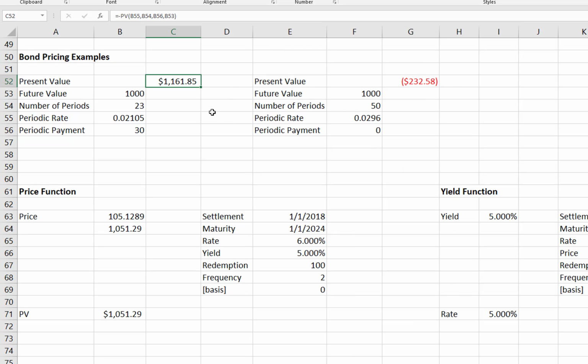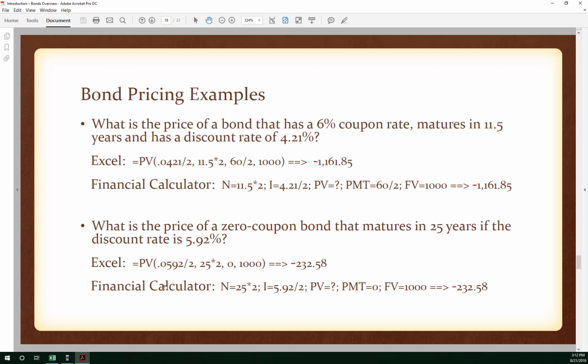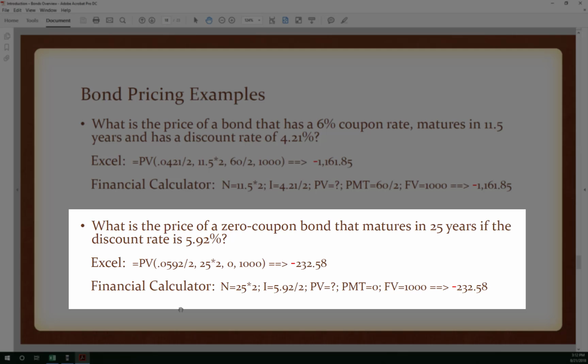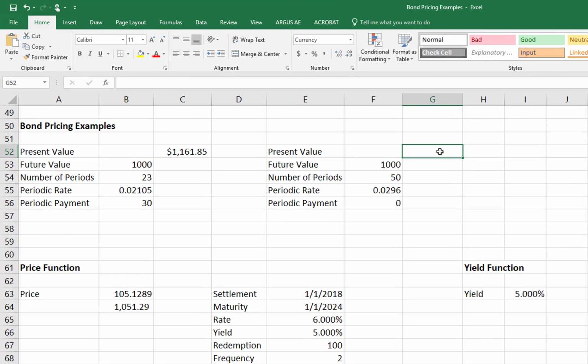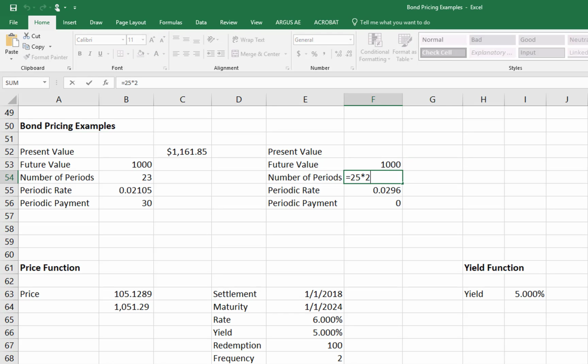All right, let's look at the second problem here. Back on the spreadsheet, we've got a 0 coupon bond that matures in 25 years and a discount rate is 5.92%. So with Excel, we're going to have these inputs, financial calculator, these inputs. Let's just go and take a look at those. And I do want to make an important note here that we need to adjust the periods to be 50, right? 25 times 2, 25 years. And our default, even with 0 coupon bonds, is that there's 2 periods per year. So we're going to have 50 total periods.